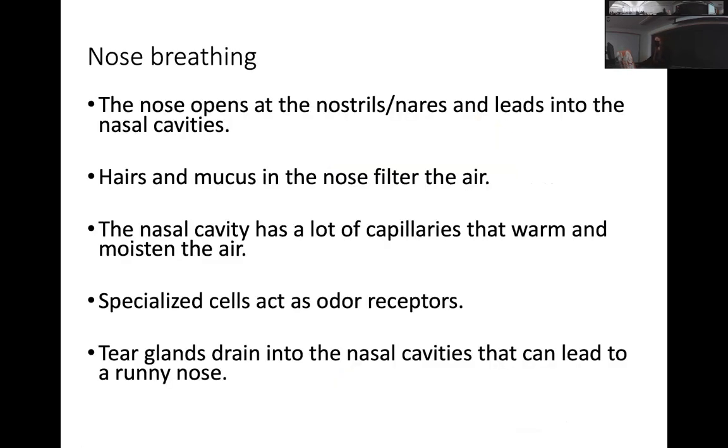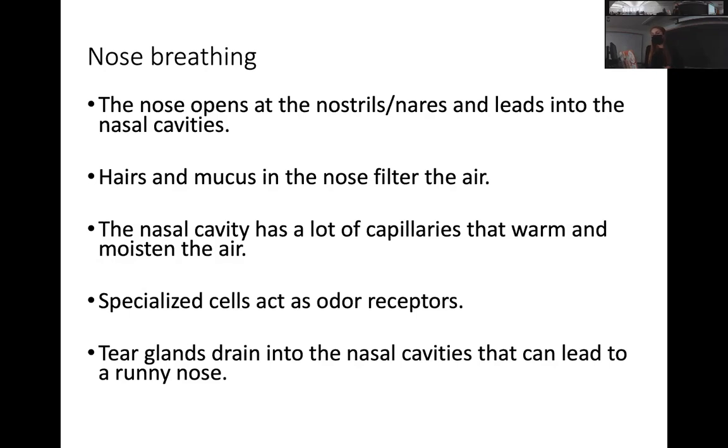Nose breathing. This is when the nose opens up at the nostrils and the nares, and it leads into the nasal cavity, which makes sense. This happens for us all the time, okay? You can also tell possibly when your nose is plugged. Maybe you have allergies or a cold or something. You can tell because you have to breathe out of your mouth a lot. You're like, man, I really took advantage of this nose breathing before that.